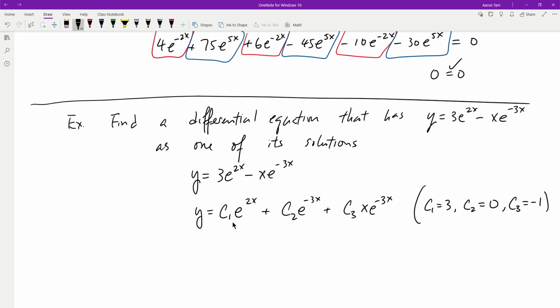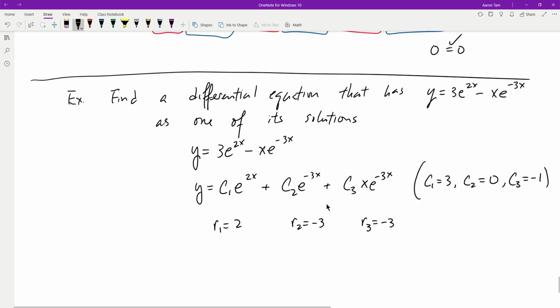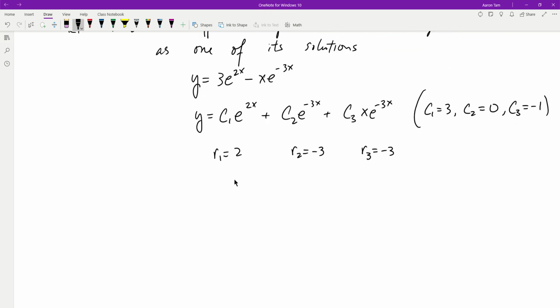To do that, notice that this gives me R1 equal to 2. This gives me R2 equal to negative 3. And this is a repeated root, therefore R3 equal to negative 3 also. So now I can say that our characteristic equation should be (r minus 2)(r plus 3)(r plus 3). Now it's just a matter of multiplying this out and then writing out our differential equation.